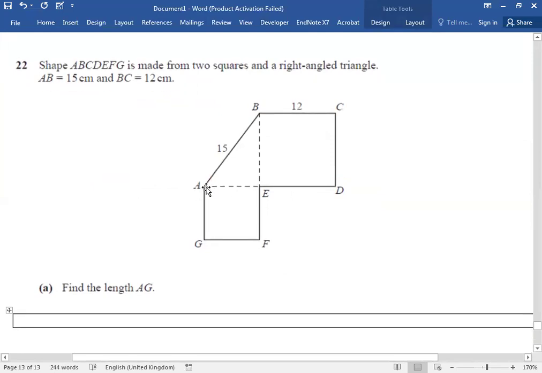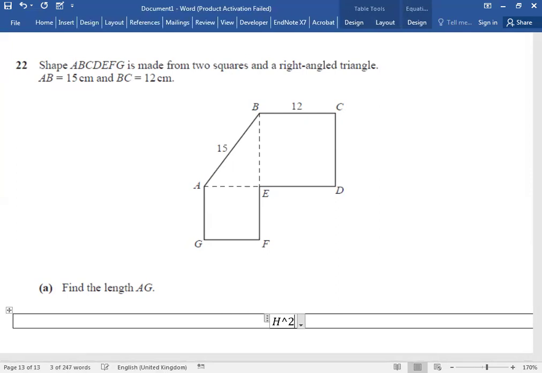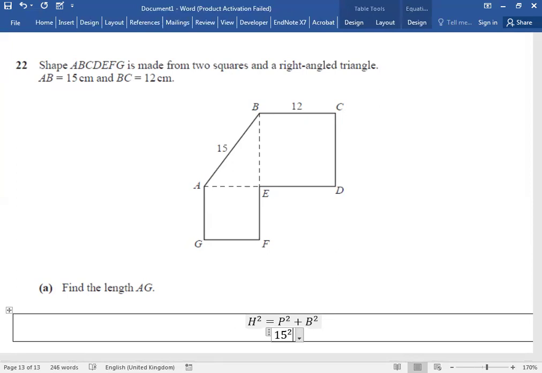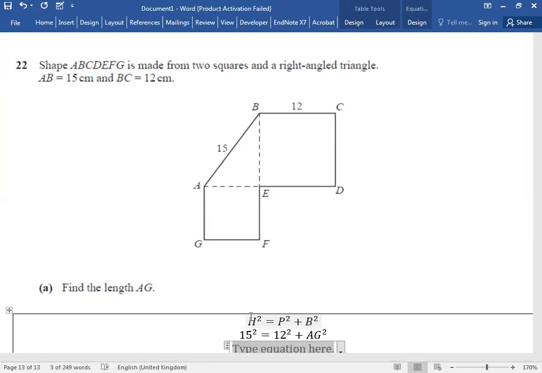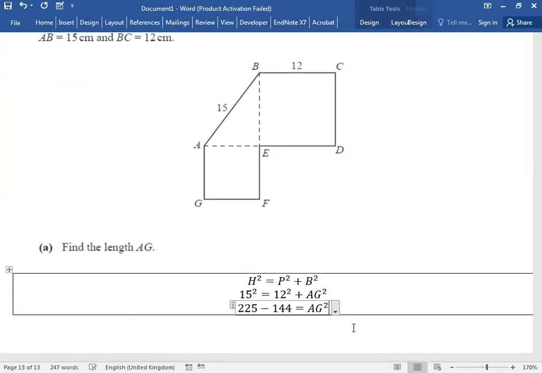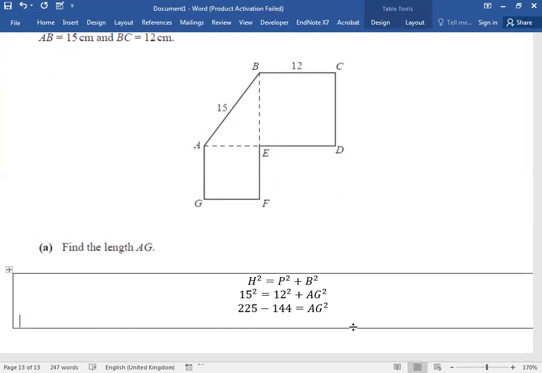Find the length of AG. नहीं, this is 12, तो BE is 12. I do not know AG. AG जो है ये भी स्क्वायर है, so AE की भी वही लेंथ होगी. I will apply the Pythagoras theorem. Perpendicular is, hypotenuse is 15, and this is AG. 15 का square is, what do you get? Simplify.